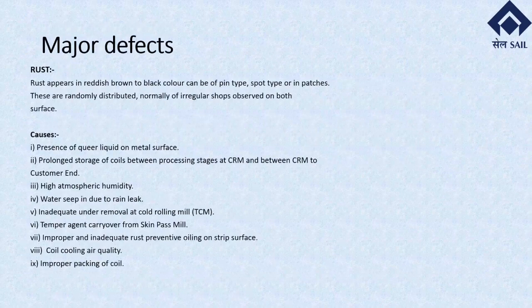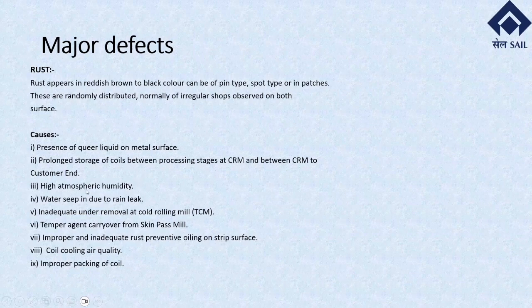Then the second major defect which we are having in CRM3 is rusting. Rusting is oxidation of the coil, basically due to moisture content, and moisture can come through various mediums. Starting from the tandem mill, if the rolling oil or emulsion goes to the metal surface and is passed over to the annealing section, it can also be a cause for rusting.